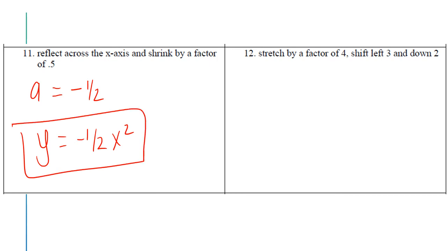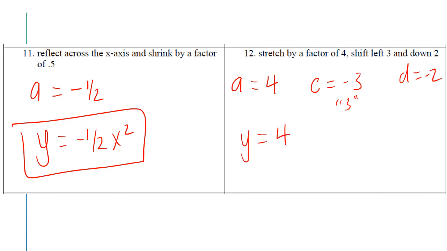Okay? It says stretch by a factor of 4, shift left 3, down 2. The stretching is my A, so A equals 4. The shift left 3, that's going to be my C, and it equals -3. But it's going to look like a +3. And I'm going to go down 2, which is going to be a -2. So that gives me y equals 4 parentheses x plus 3 squared minus 2.